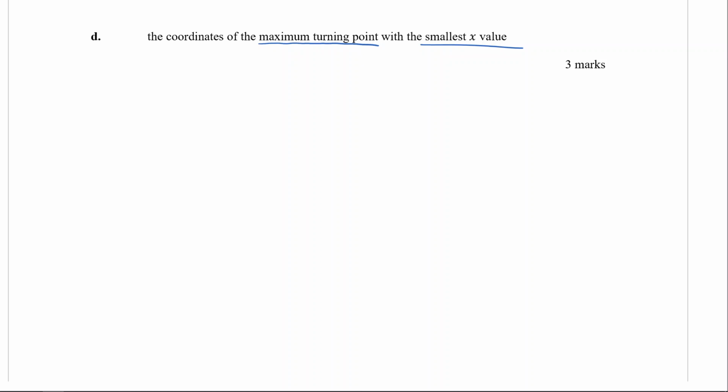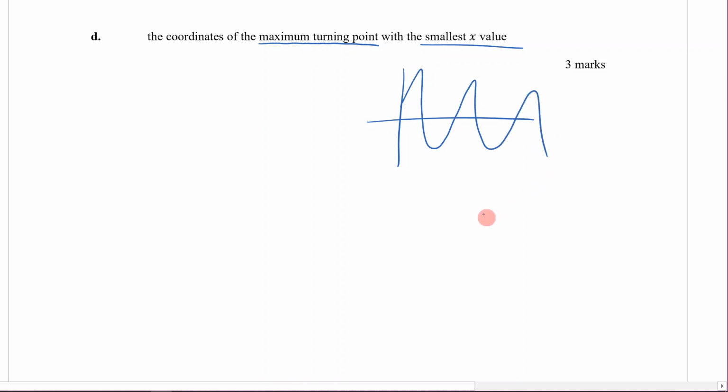Okay, hopefully you've given it a go. And even if you weren't successful, just try to think through this issue. It's really helpful just to visualize what's going on here. So if I was just to draw this, now I'm not going to draw it accurately because that's just way too complicated, but let's just say it looks something like this. Obviously that's not what it looks like, but with that in our mind, we can say the coordinates of the maximum turning point with the smallest x value.